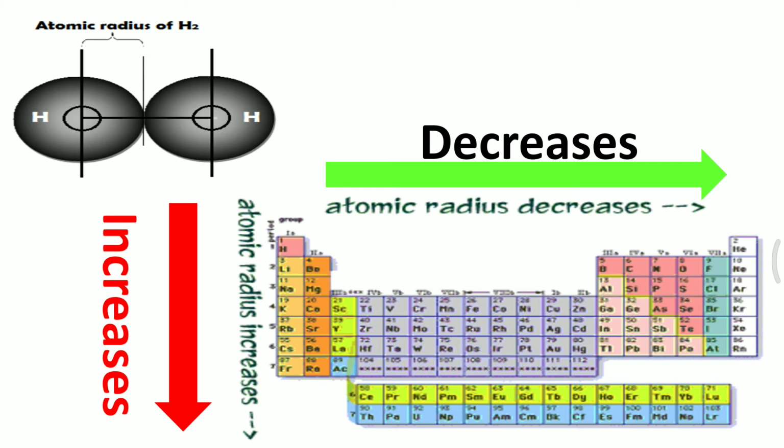by this bond. In the periodic table, this is the modern form of the periodic table, you can see that the atomic radius of atoms generally decreases from left to right across a period, and the atomic radius of atoms generally increases from top to bottom within a group. So this is the pattern of the atomic radius with respect to periods and groups.